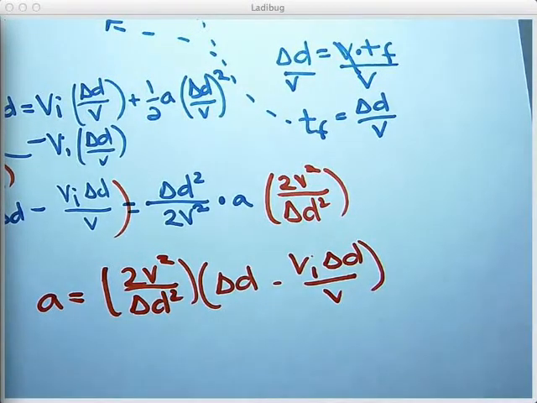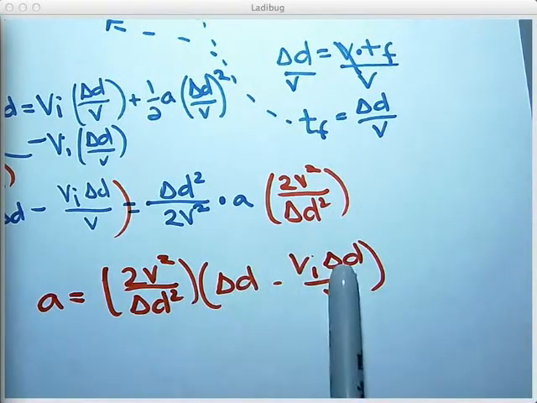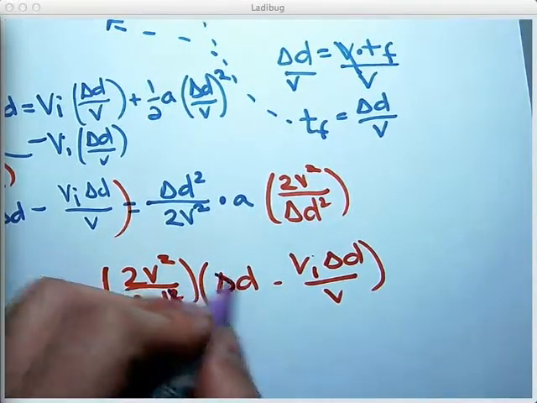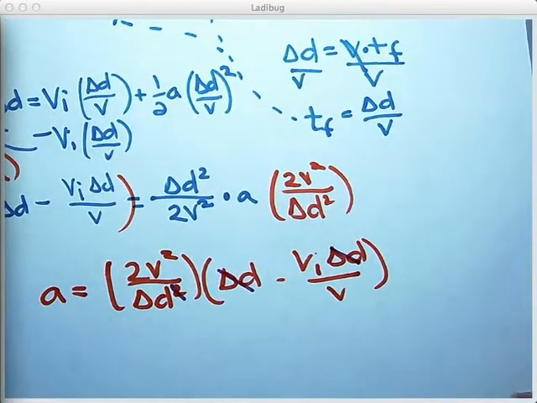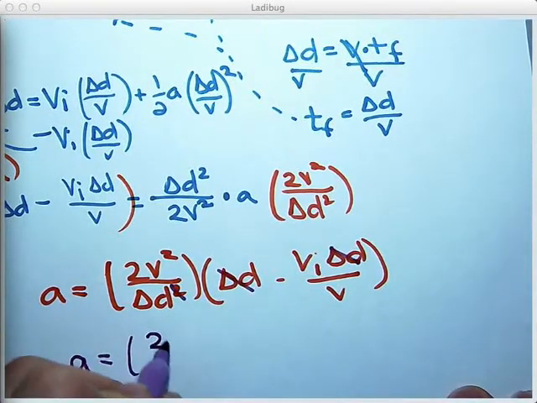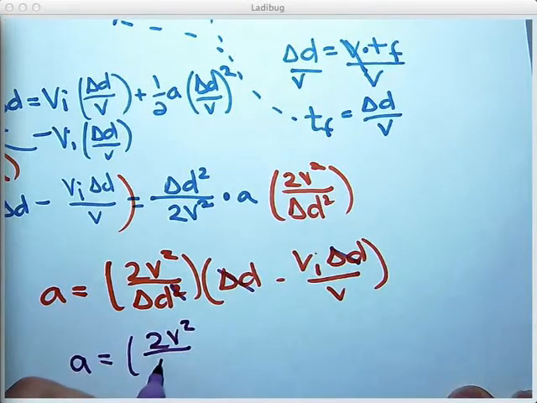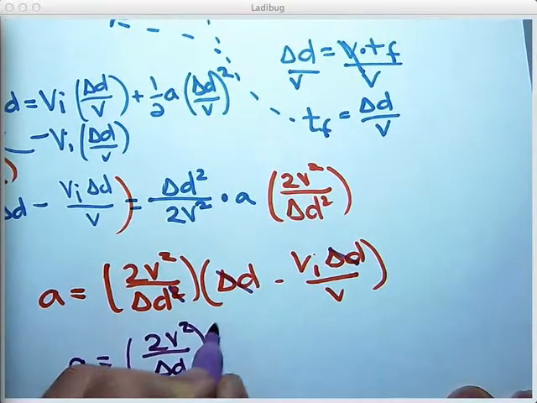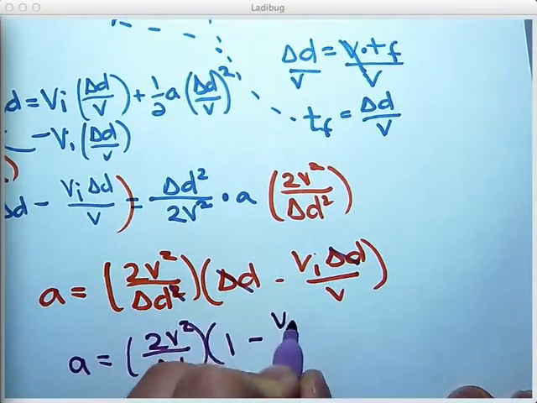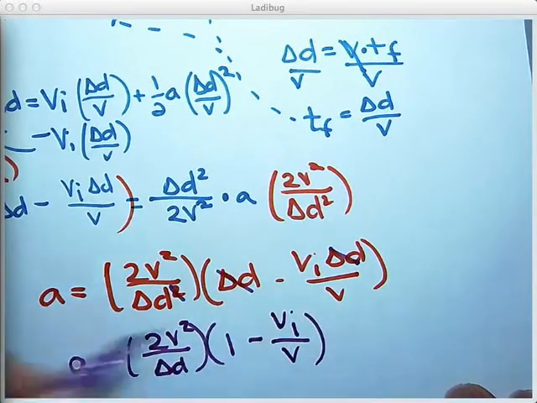All right, so I see a little bit of simplifying we can do here. I'm dividing by delta D, and then I have delta D in both terms. So I can get rid of this squared and then cancel out the delta D's. So my acceleration should be equal to 2V squared over delta D times 1 minus VI over V.